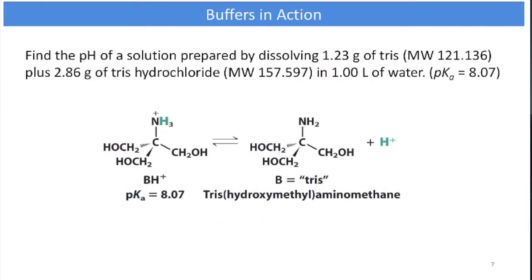So let's try another example. Find the pH of a solution prepared by dissolving 1.23 grams of tris plus 2.86 grams of tris hydrochloride in 1 liter of water, and we're given the pKa. So we're looking at this particular reaction here in the bottom. We're given the acid as the tris HCl and the base as the tris.